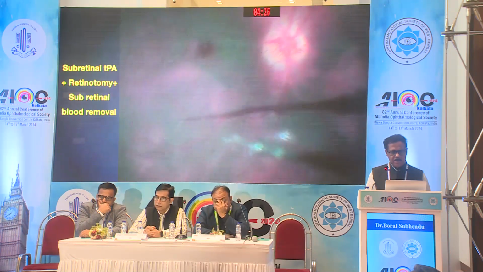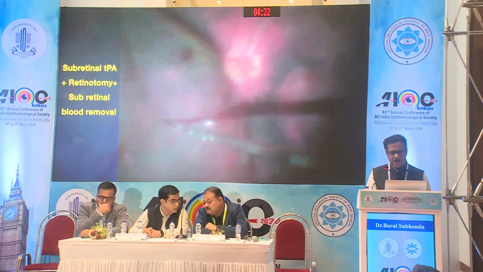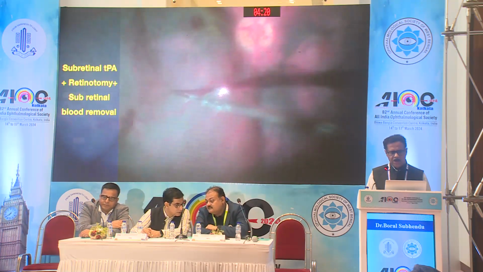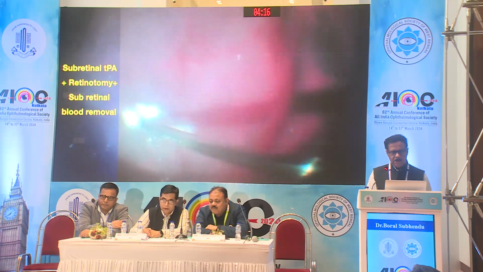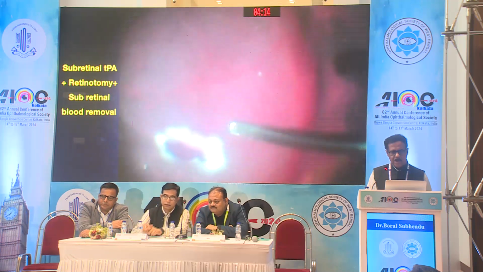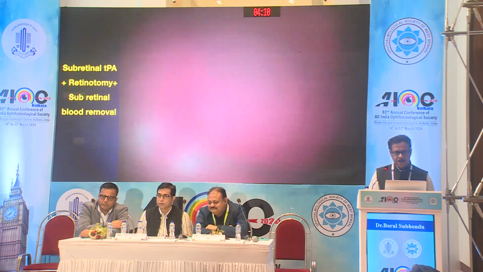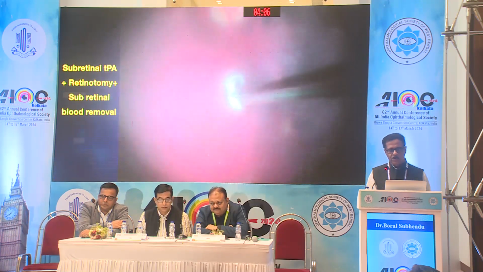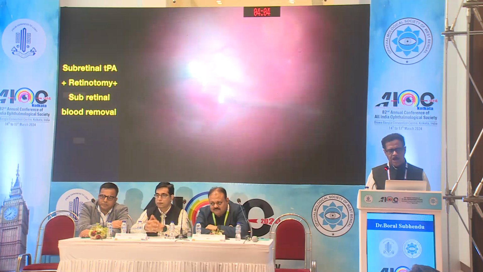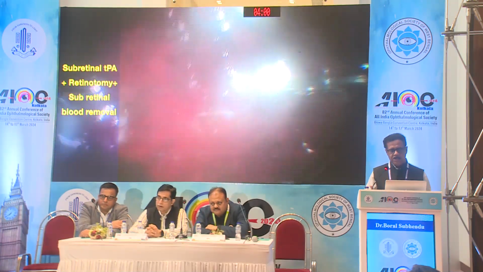This is another situation where the bleeding was more extensive, and I am giving the subretinal TPA with the help of a metallic 41 gauge needle, and doing a paramacular retinotomy in the supratemporal quadrant. I can see the lysed blood coming out. You have to remove blood as much as possible. If possible, make one or two retinotomies, either in the diagonally opposite quadrant or where the retina is relatively healthier.